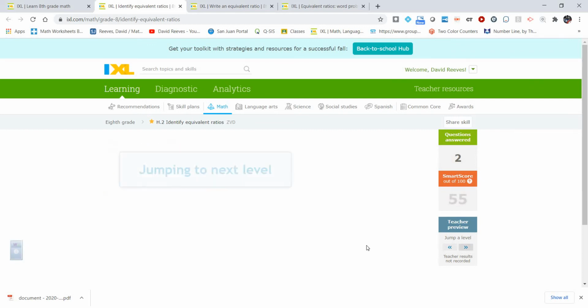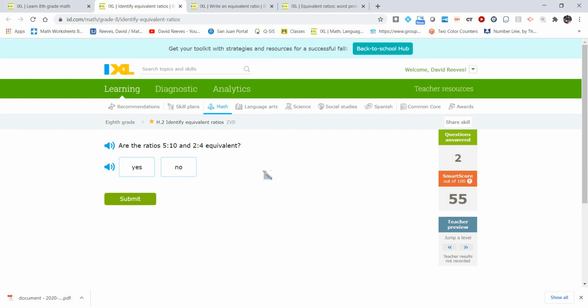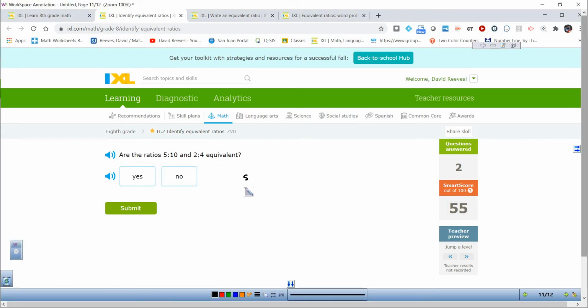What about if we skip up to the next level? 5/10 and 2/4. I hope you can see 5/10 and 2/4. Let's do that cross multiplication method again, just so we can confirm.